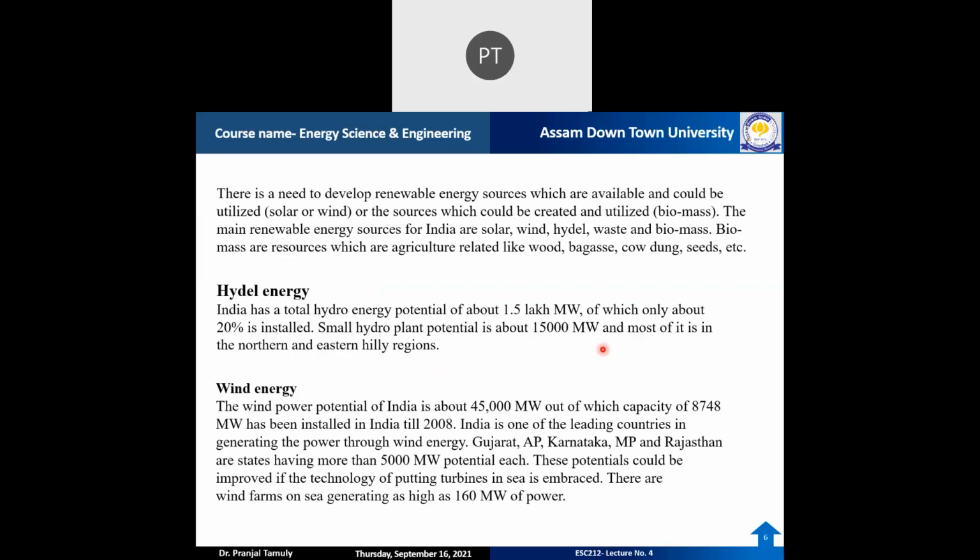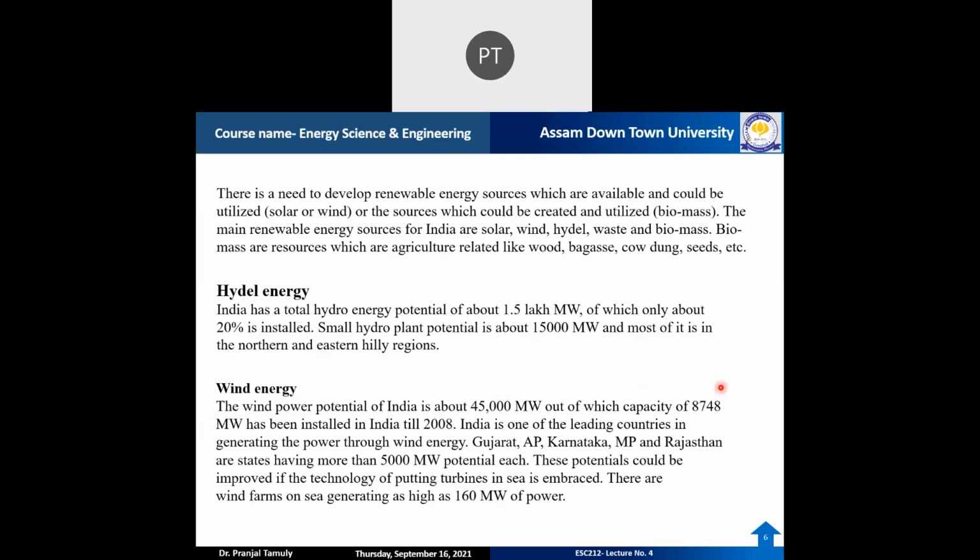So another source is wind energy. So the wind power potential of India is about 45,000 megawatt, out of which a capacity of 8,748 megawatt has been installed in India till 2008. So as you can see, we have a very huge potential of wind energy, but only roughly about 9,000 megawatt has been installed in India till 2008.